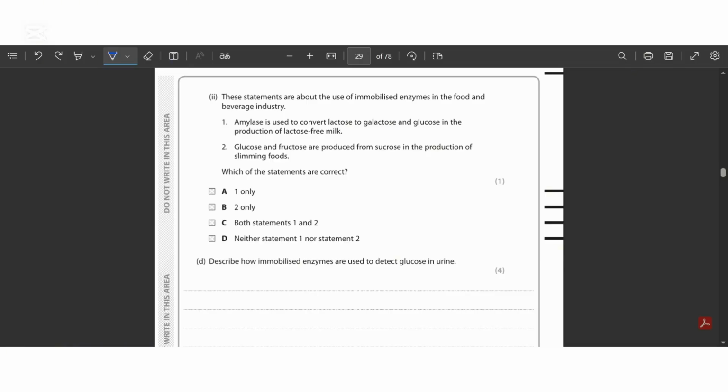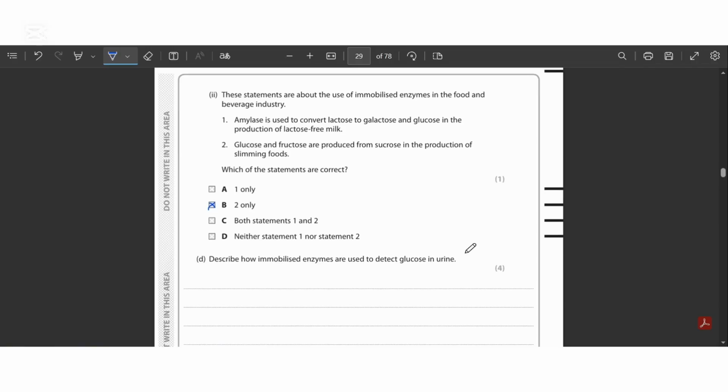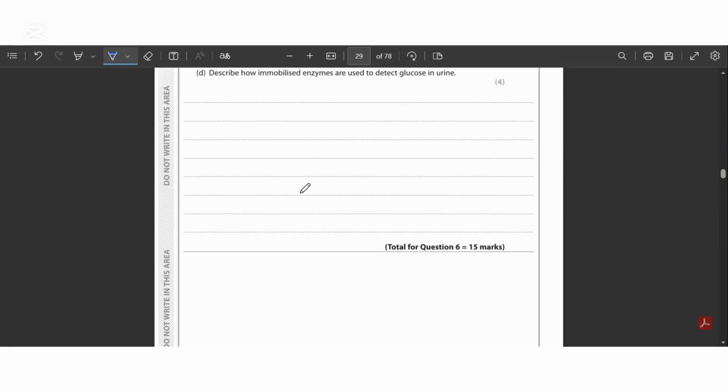As we know from the concept of immobilized enzyme, the answer is going to be B. Here I have marked that the answer is going to be B. So it's a very easy one-mark MCQ: glucose and fructose are produced from sucrose, which is true in the production of slimming foods. Okay, so moving on to part D. This is the last part of the question.